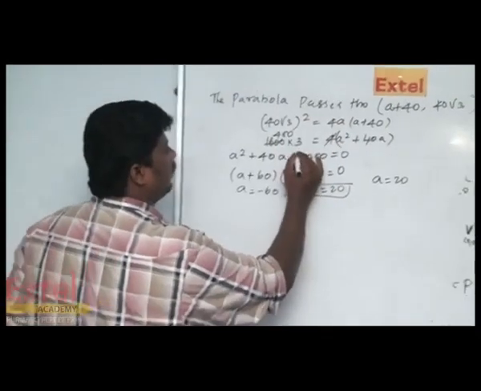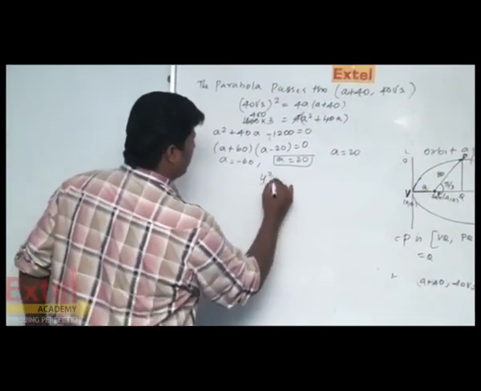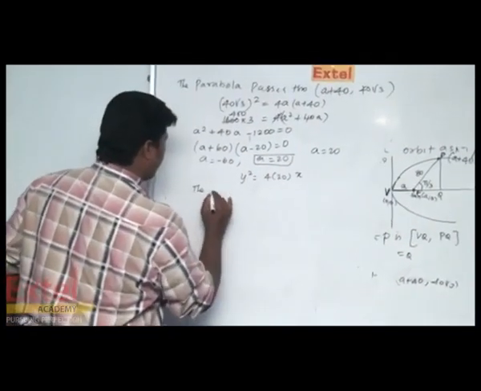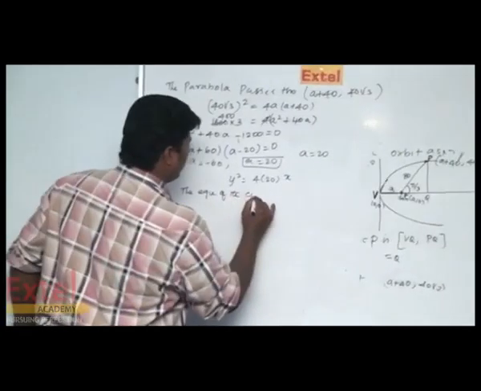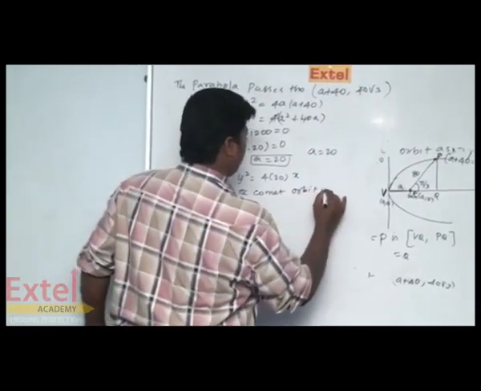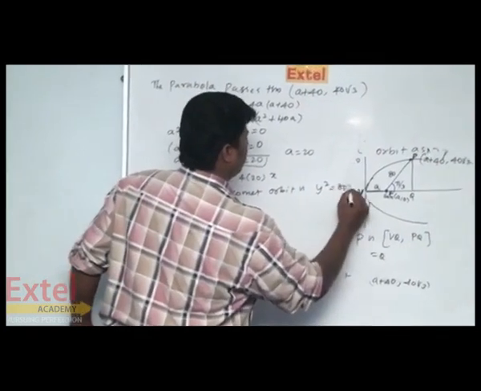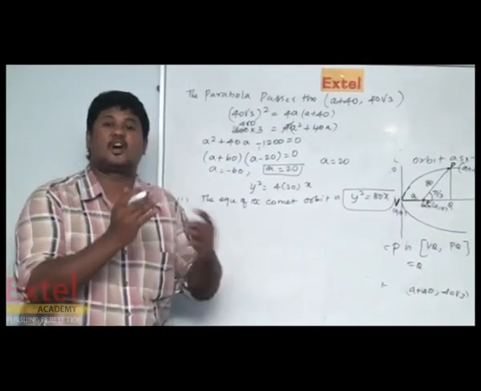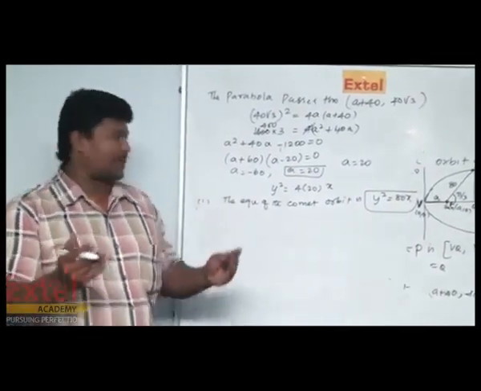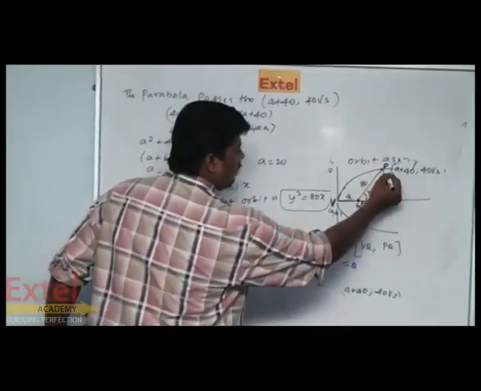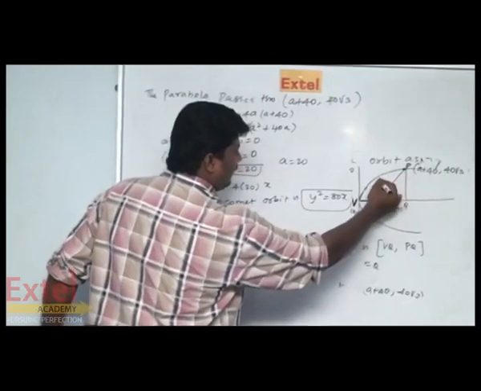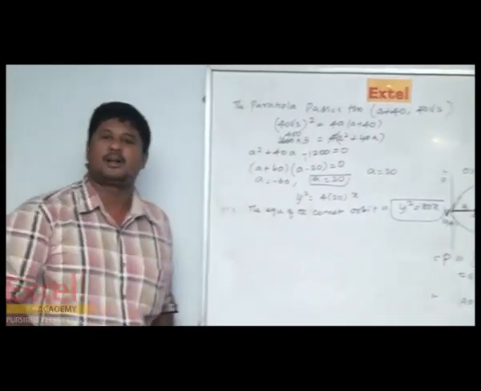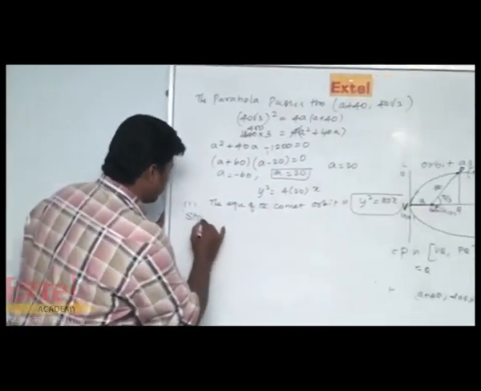Substitute A equal to 20 in the above equation. We will get y square is equal to 4 into 20 into x. Therefore, the equation of the comet orbit is y square equals 80x. The first part of this question is over. The second part: what is the shortest distance between the comet and the sun? When the comet revolves around the orbit and reaches the vertex V, that is the shortest distance between the sun and the comet.